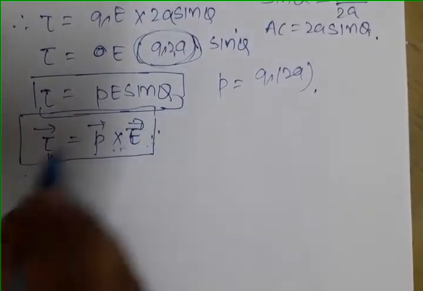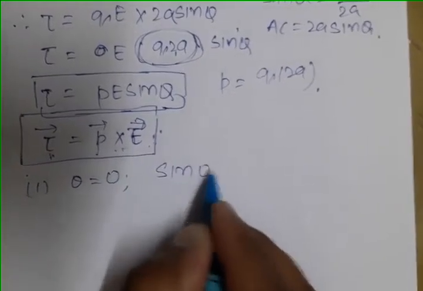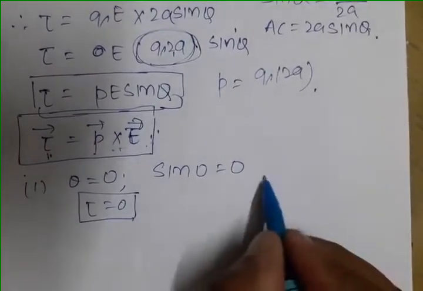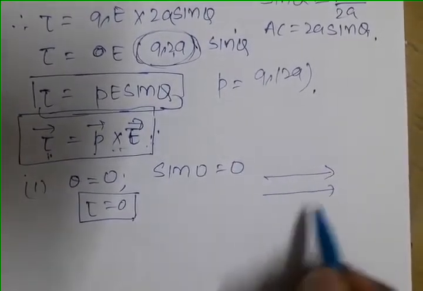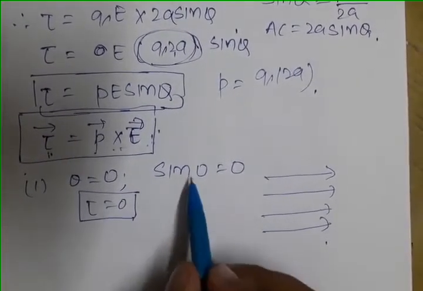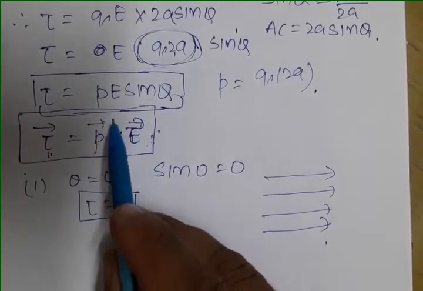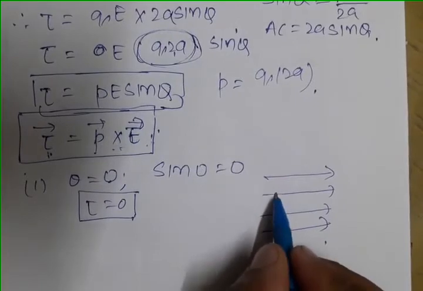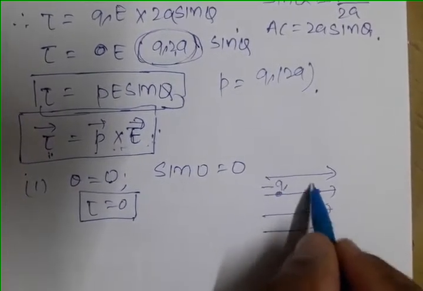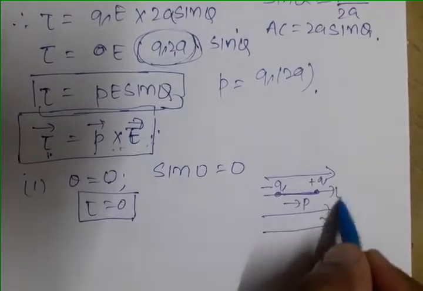So here two cases arise. Number one, if theta is 0, sine 0 is 0. In that case, torque will be 0. Sometimes a question comes in the exam: represent this diagrammatically. When I say theta is 0, it means the angle between the dipole moment and the electric field is 0. You know that the direction of dipole moment is from negative to positive. So this side is the dipole moment, this side is the electric field.